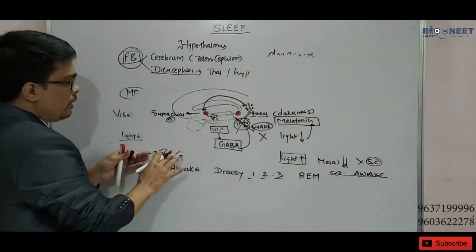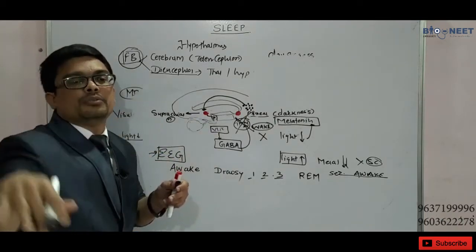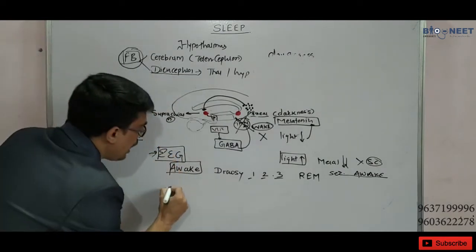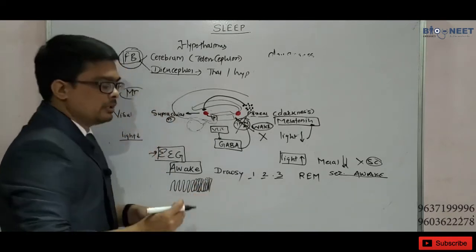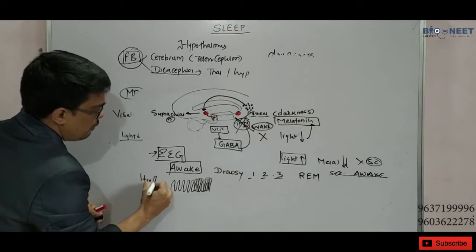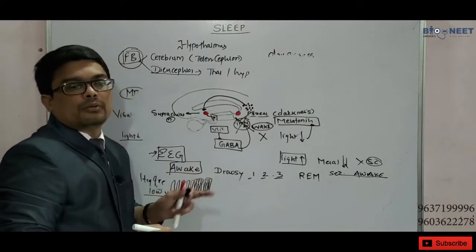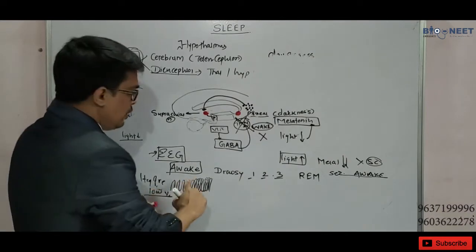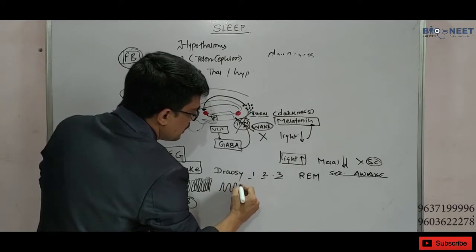Now whenever you see the electroencephalogram, which is related to the brain, you will see the waves. Whenever a person is awake, these are high frequency, and if you see the distance in between, the distance is low. So it is a high frequency, low voltage wave whenever you are awake, and it is called the beta wave. Then slowly the frequency becomes less.